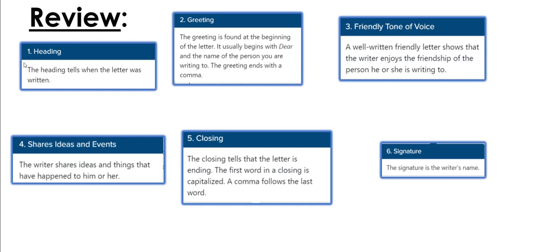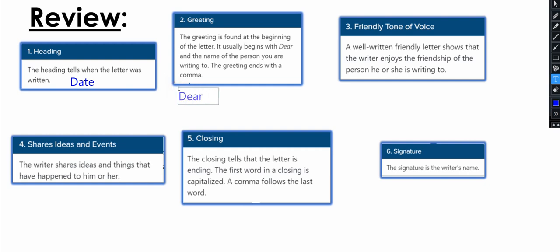Okay, so first is the heading. The heading tells when the letter was written. The date. The date means the heading. So in the heading you will write the date. And then comes the greeting. The greeting is found at the beginning of the letter. It usually begins with dear and the name of the person you are writing to. The greeting ends with a comma.